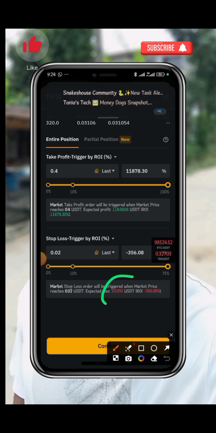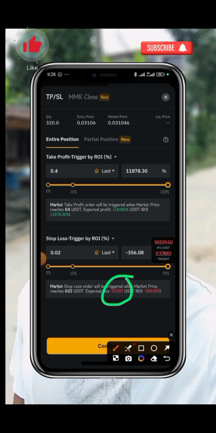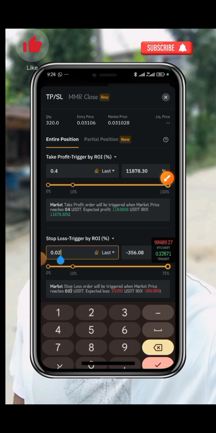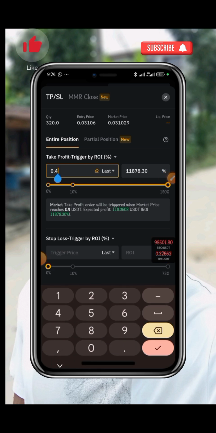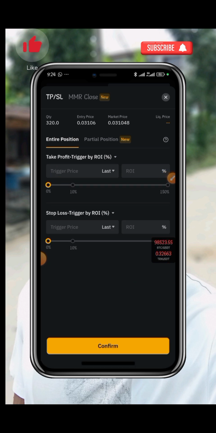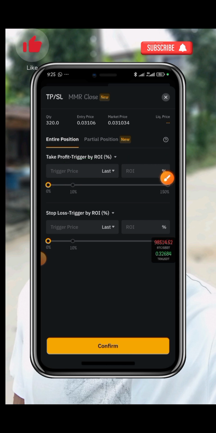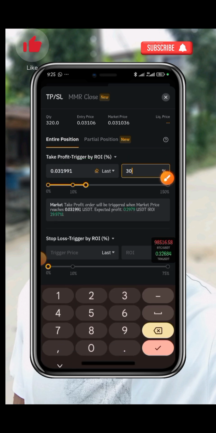it's also going to calculate my estimated losses. This is my estimated loss of 3.5392 USDT. That's around minus 356%. Now remember, the signal said close at 30% profit, right? The signal said close at 30% profit. So if you want to close by percentage, you can see that they have even indicated it by the side. ROI, that's return on investment by percent. This is ROI by price. Okay, so let me put 30% there.